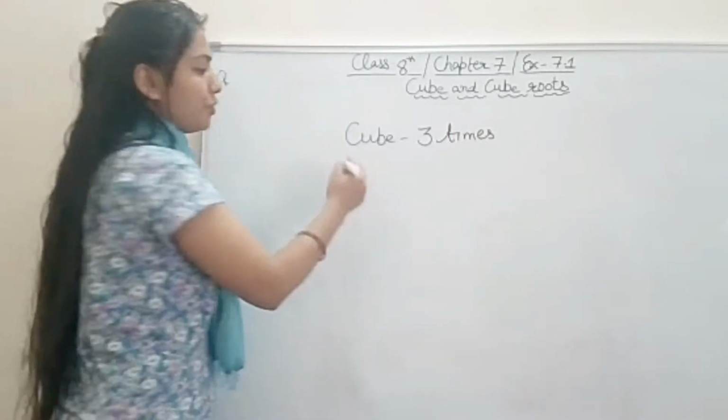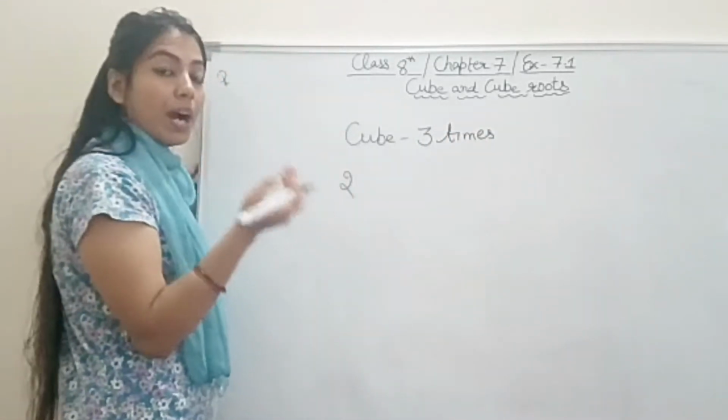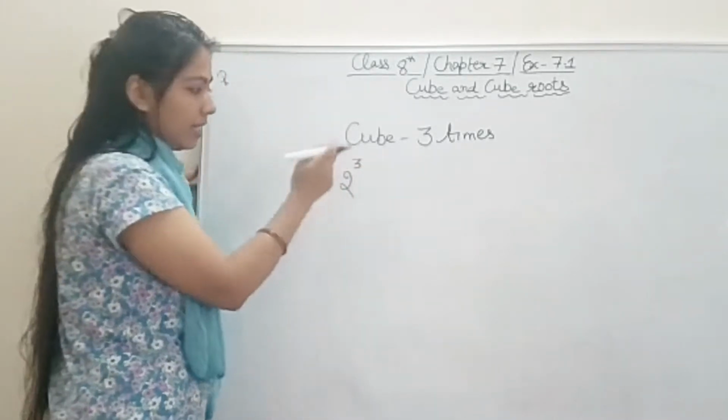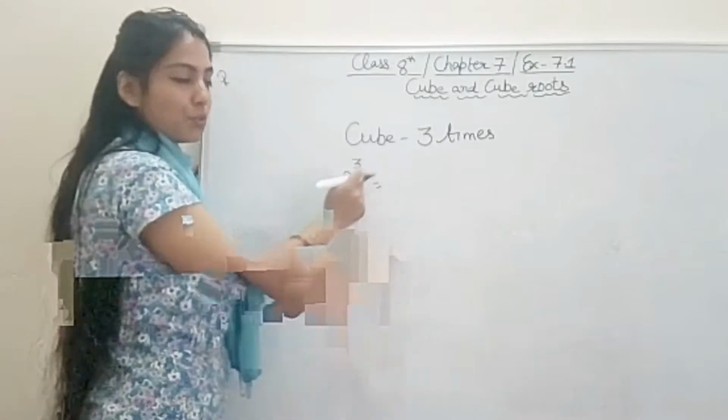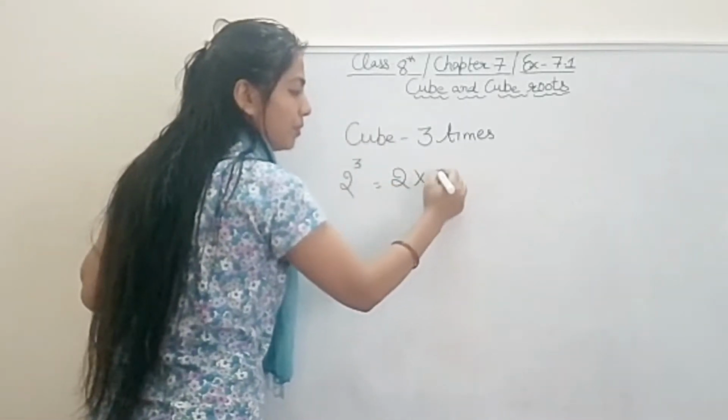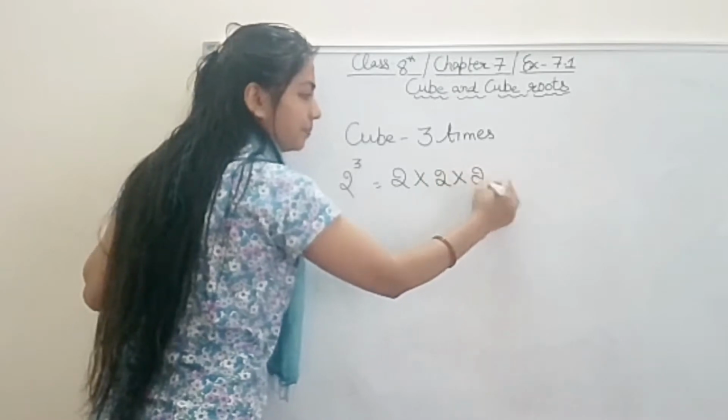Suppose I am taking 2. 2 ka cube. How will you write the cube? 3 is in power. Fine. So 2 raised to power 3. This is the cube. How will you do it? The same number you will multiply 3 times.